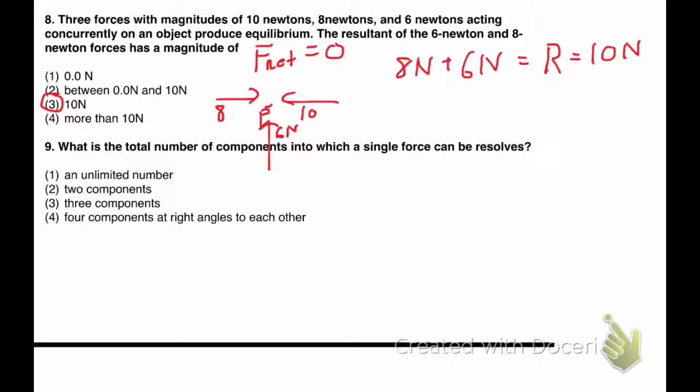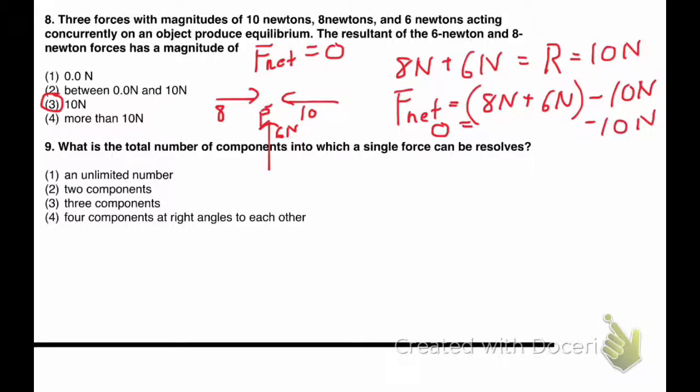Just looking at this problem again, just so that you can fully understand, what we're saying is force net equals the resultant of the 8 Newton plus the 6 Newton minus the 10 Newton. In order for force net to be 0, because we know it's in equilibrium, we know that the resultant of the 8N and the 6N have to produce 10. Therefore, 10 newtons minus 10 newtons would give us 0 newtons.